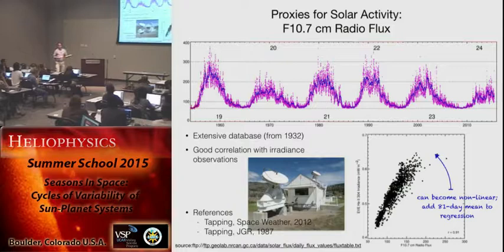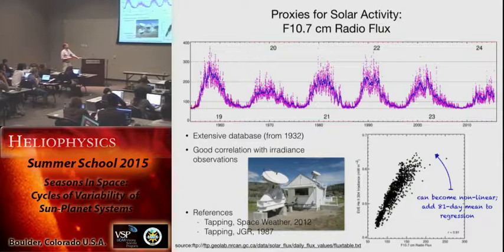This is the first time I've seen this, and I was expecting something a little grander, but it basically looks like somebody's little shack here. But this is an enormously important measurement because of its long time history, right? So here's F10 versus time over the last several solar cycles. And again, observations actually start in 1932.